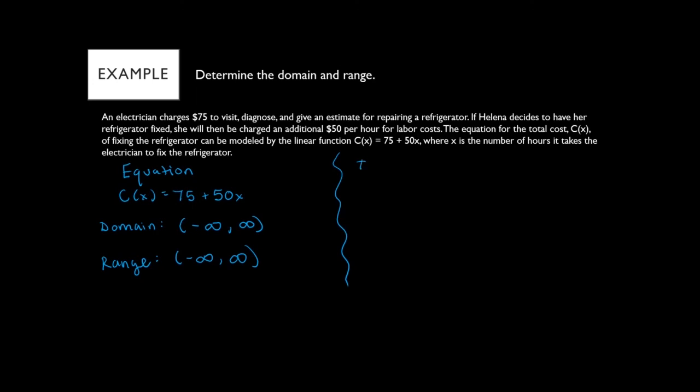Let's just write in context. So just in context of the situation here, our domain, our x values, are the number of hours that the electrician can do to fix the refrigerator.